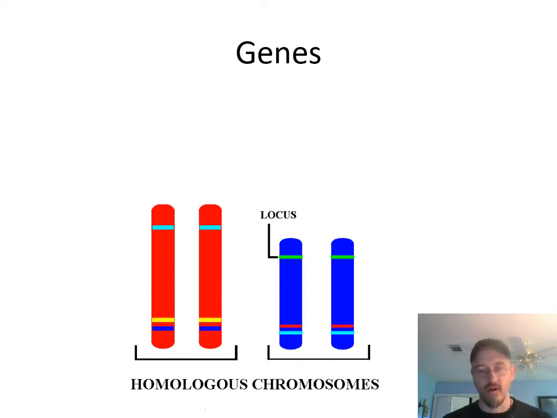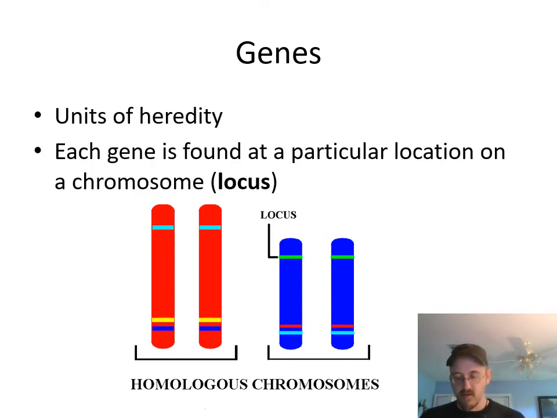All right, so genes. What are genes? Genes are the sequence of DNA, A, T, C's, and G's that code for a specific protein. The textbook definition of a gene is a unit of heredity, okay? And genes are found at particular locations on a chromosome, and that location is known as a locus.